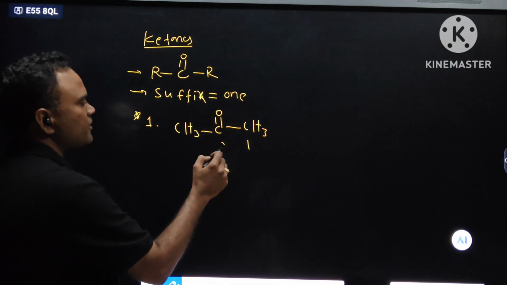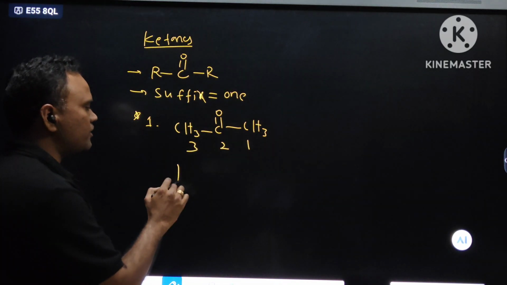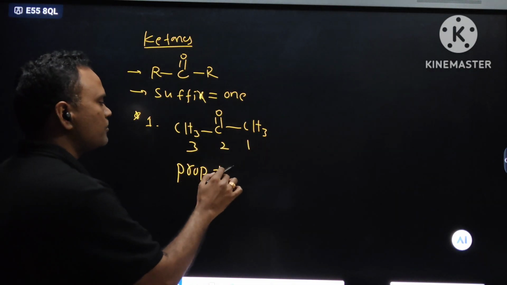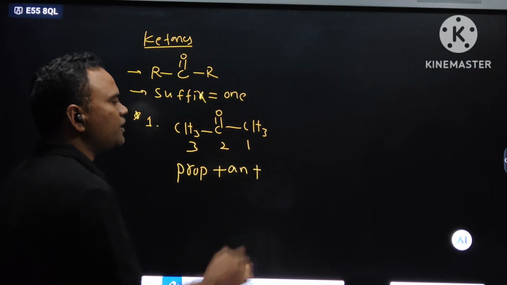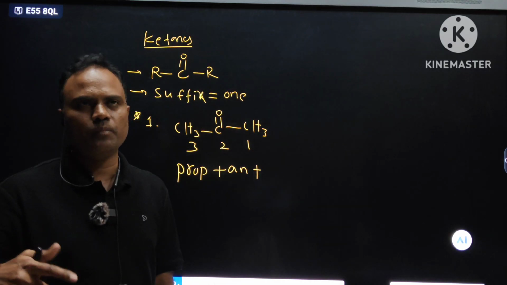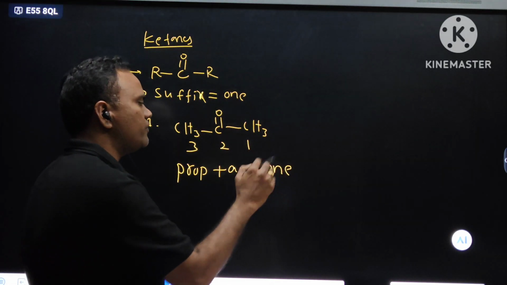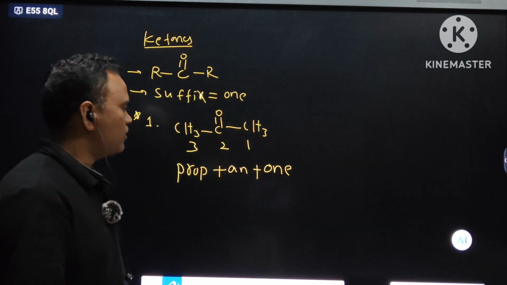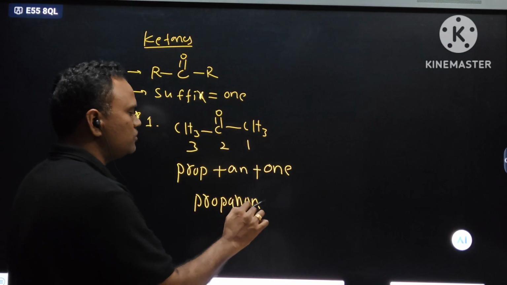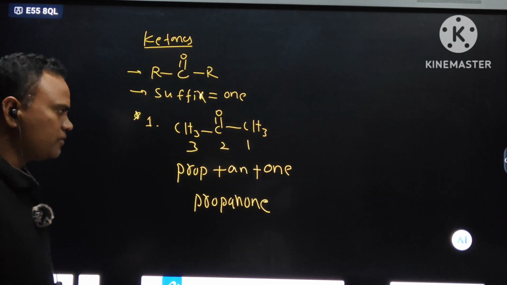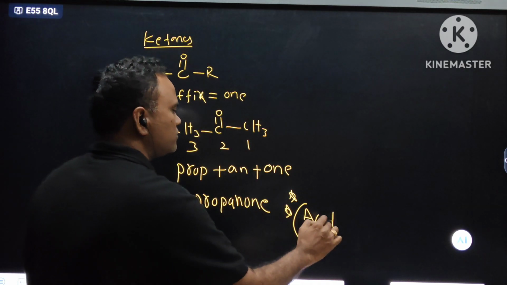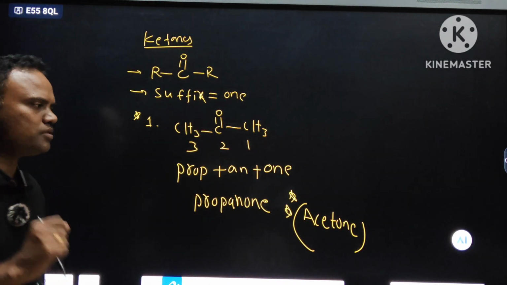Its name is? In this, how many carbons are present? 3 carbons are present. Everyone will give its name. What is its name? Prop. 3 carbons are there, so prop plus ane. Why are we writing ane? Is there any carbon-carbon double bond? No. Carbon-carbon triple bond? No. So write ane. And one. Why are we writing one? C double bond O is there. Prop plus ane plus one, propanone. Propanone. Right. Keep a star mark for the common name: acetone. First important name, acetone.